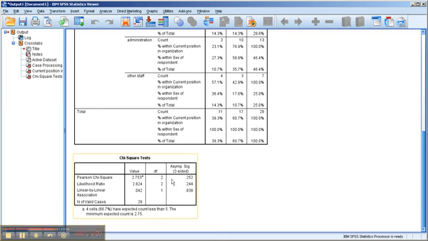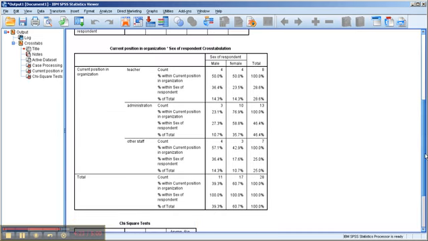So we have 2 degrees of freedom, and our significance for this chi-square value is 0.252, which is greater than 0.05. So what we would do is conclude that it is not significant, and therefore we would fail to reject our null hypothesis, meaning that we don't really see an association between these 2 variables of gender and current position in your organization.